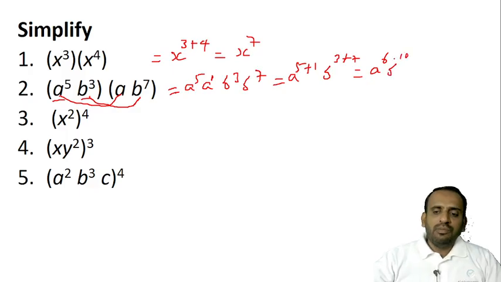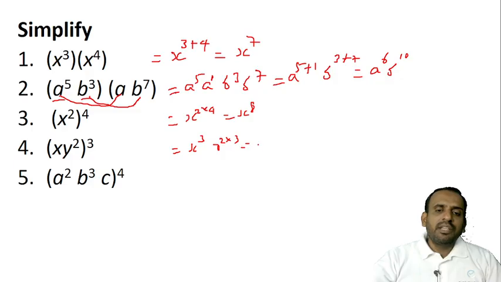Okay, now one more: x to the power of 2 into 4, that will be x to the power of 8. Now xy to the power of 3 means x to the power of 3, y to the power of 2 into 3, which means it will be x to the power of 3 and y to the power of 6.